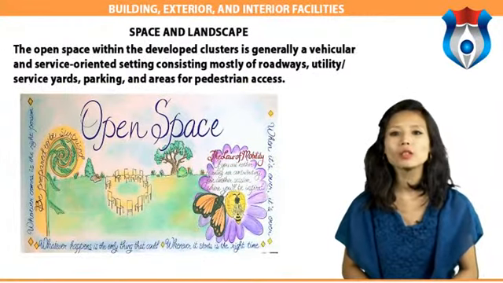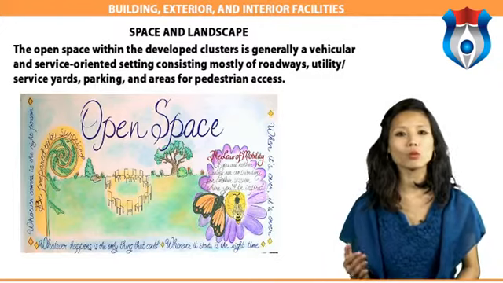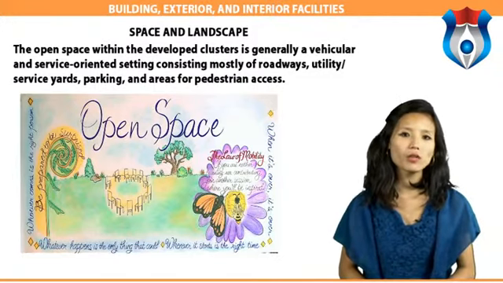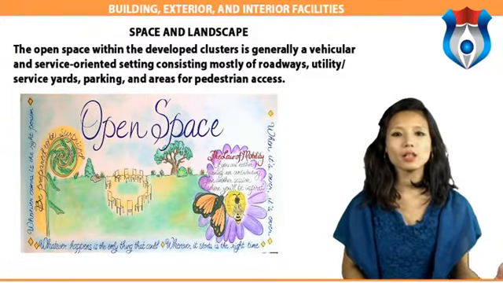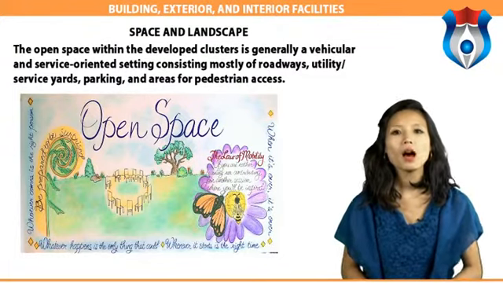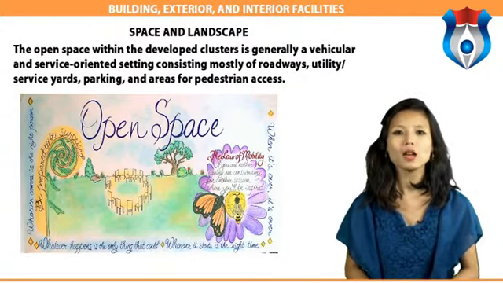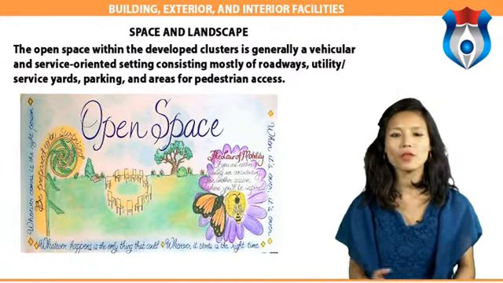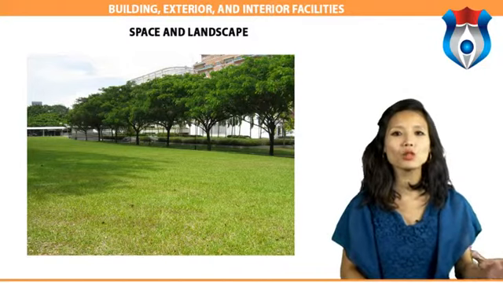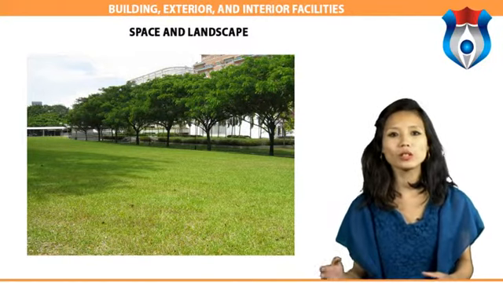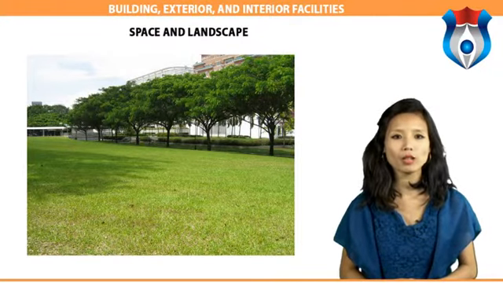The open space within the developed cluster is generally a vehicular and service-oriented setting consisting mostly of roadways, utility or service yards, parking and areas for pedestrian access. Landscape planting in this area, such as shade trees and shrubs, are designed and maintained to mitigate the impacts of this more pragmatic setting consisting mostly of hard surfaces. Open spaces specifically designed and maintained for pedestrian use provide a valuable amenity within several of the developed clusters. It provides a practical approach to landscape architecture.